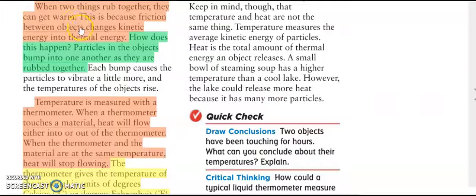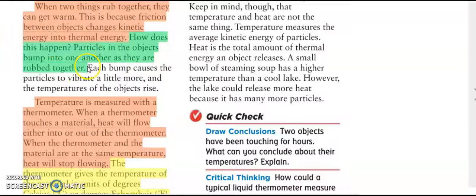Okay guys, when two things rub together, they can get warm. This is because the friction between objects changes kinetic energy into thermal energy. So how does this happen? When particles in the objects bump into one another as they are rubbed together.